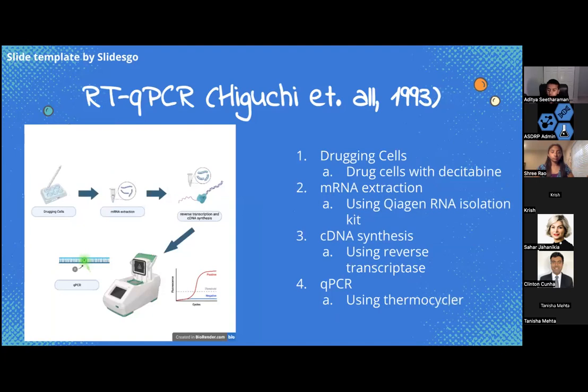The next experiment is RT-qPCR, which stands for reverse transcription qPCR. This experiment measures the expression of a specific gene of interest that we want to know more about, and we want to know if it's being re-expressed or if the expression is lowered. The first step of qPCR, like the MTT assay, is to seed and drug the cells. Next, the mRNA is extracted from the cells using a kit.